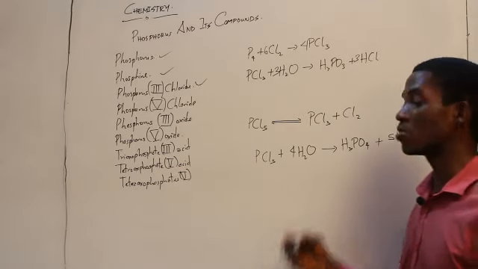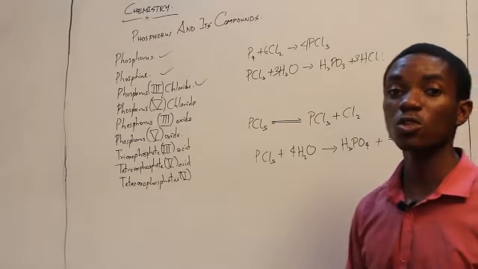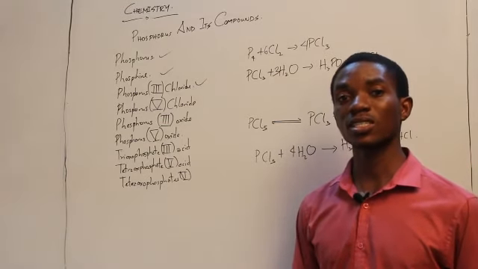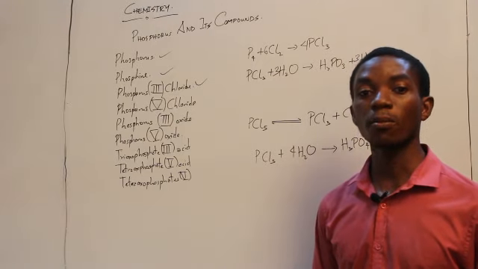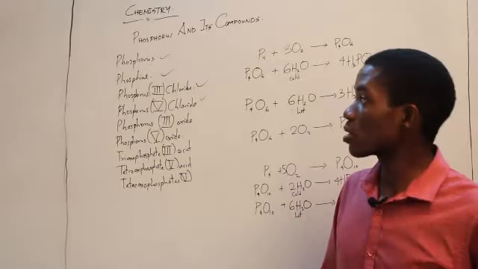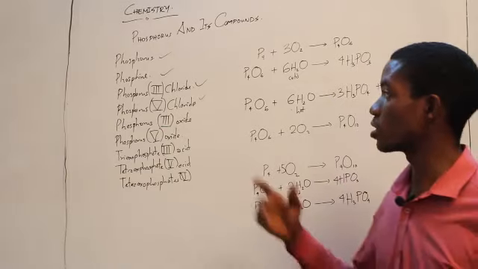Of course, the phosphorus 5 chloride is also used in organic chemistry for testing of different chemicals, especially the carboxylic group. Alright, let's quickly look at the phosphorus 3 oxide.